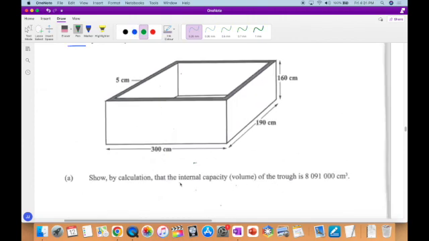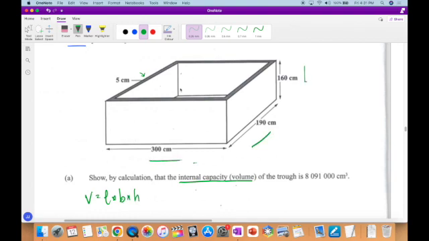Right, so if we want to look at the internal capacity, remember that is inside. So we have to account for this 5 centimeter thickness. So we know that volume is length times breadth times height. The length times the breadth times the height.